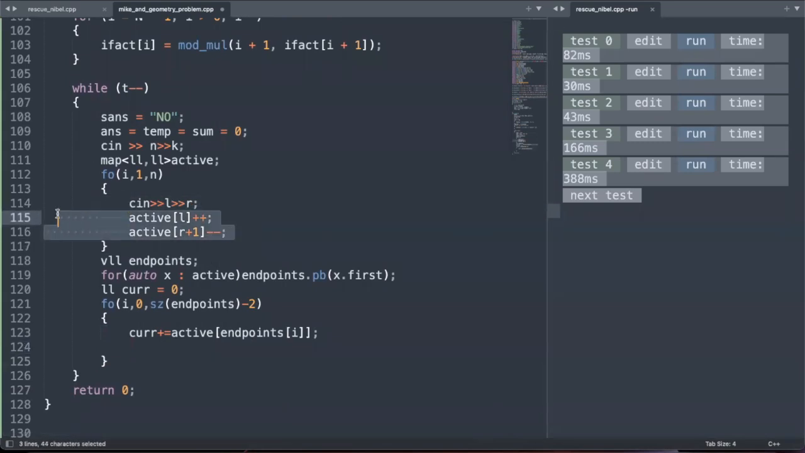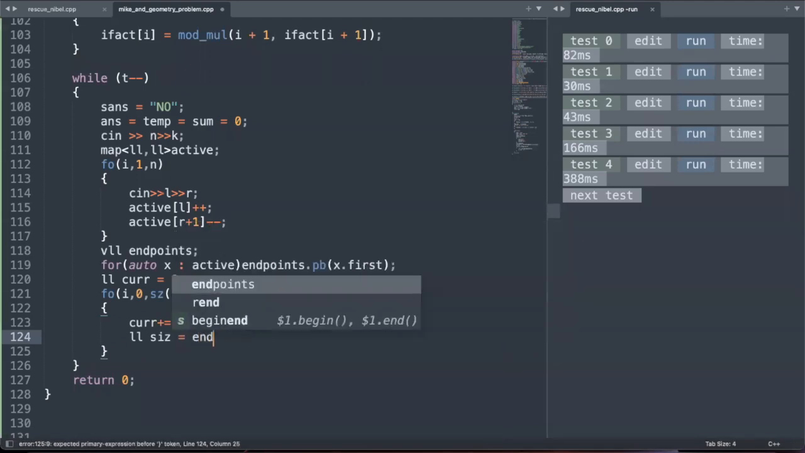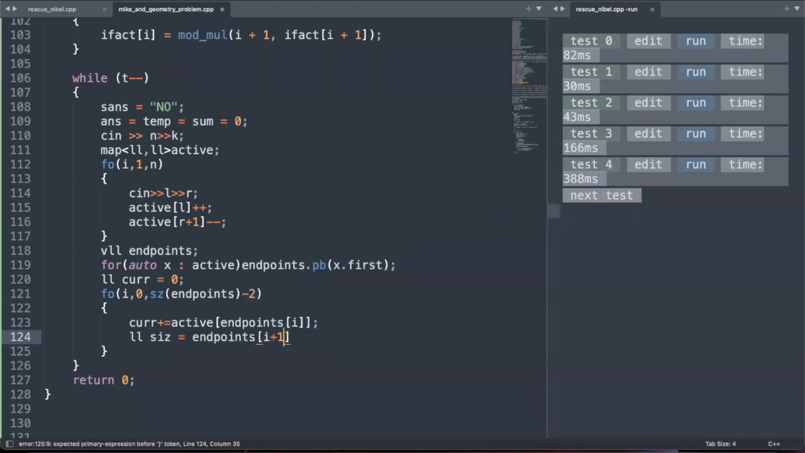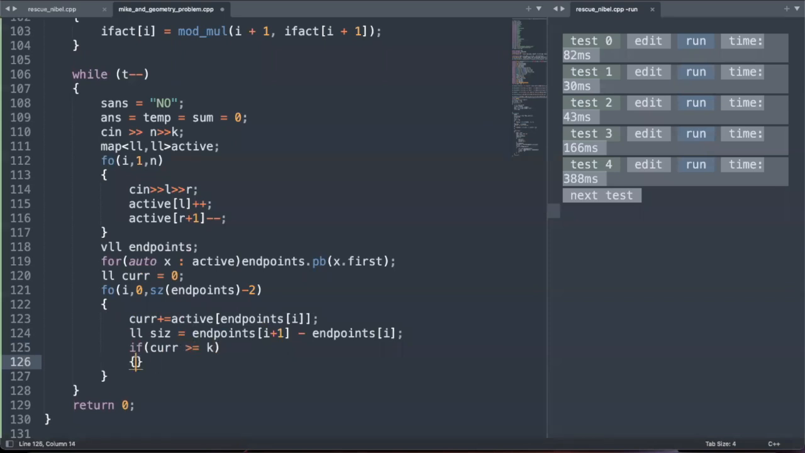So this is basically just an example of the difference array technique. I think most of you already know it, so it would be easy to understand why this will give me the number of segments which are turned on. And let's say I have a variable size which is equal to the number of points between these two values. So it would be endpoints of I plus 1 minus endpoints of I. Notice that these endpoints are obviously in sorted order because I am taking a map, and a map is automatically making everything sorted. So then I just have to check if the number of segments which are turned on is greater than or equal to k, then I will add the expression to my answer. So answer is answer plus.